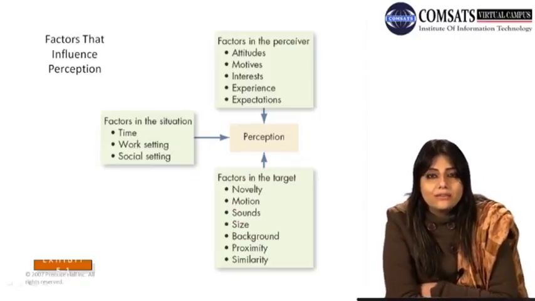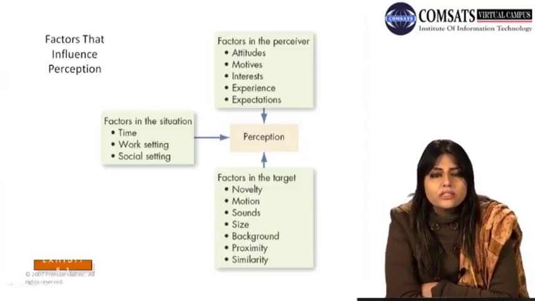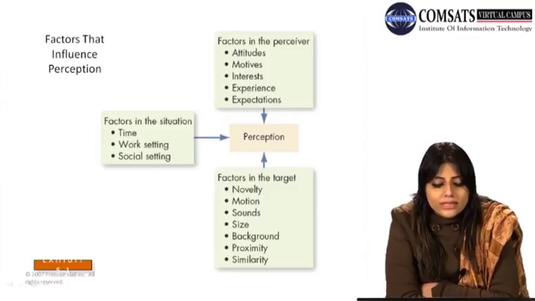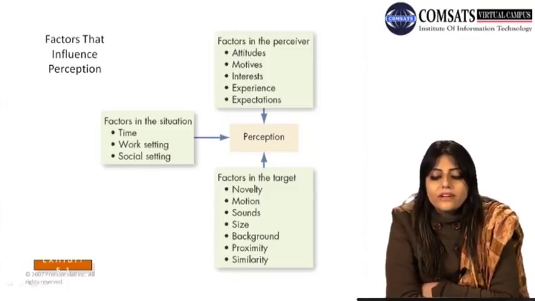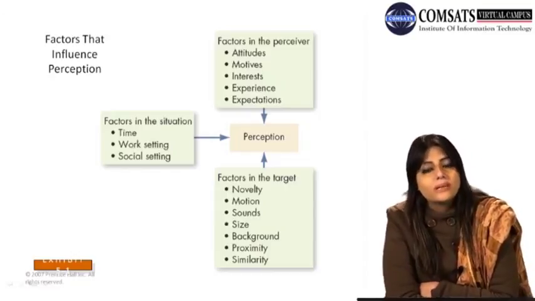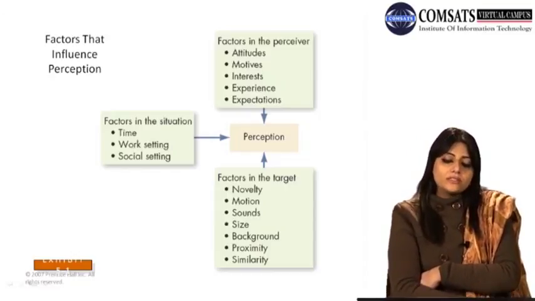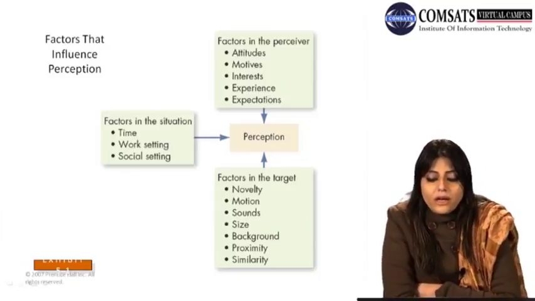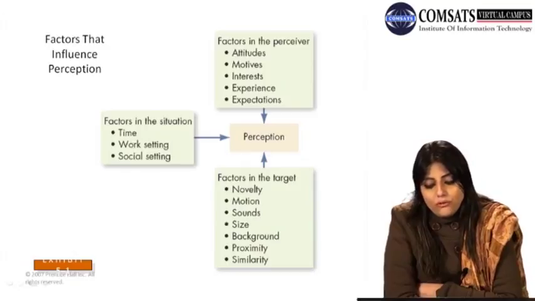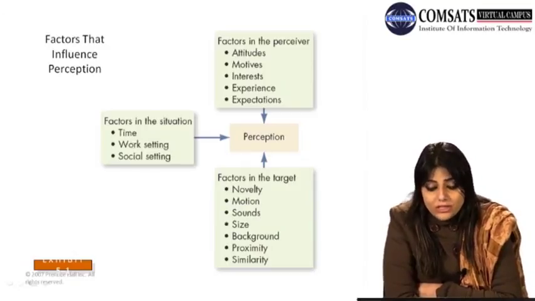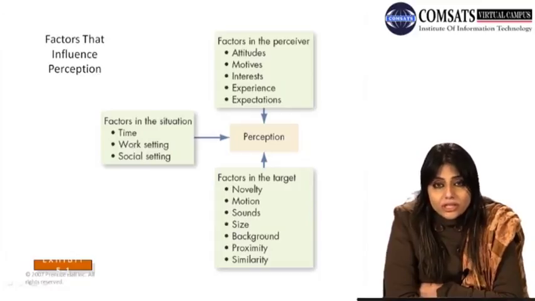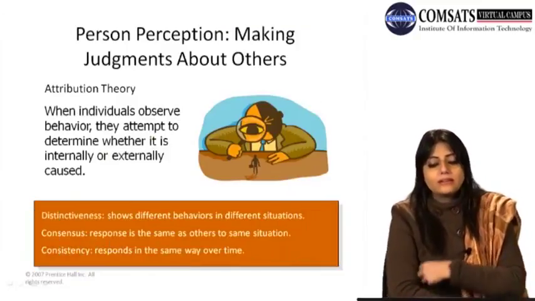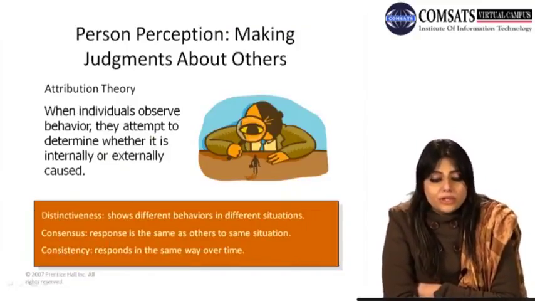So there are a number of factors that influence our perception. As I told you earlier, there are situational factors such as the time, the work setting, the social setting. There are factors in the perceiver such as the attitude of the perceiver, the motives that he has, the interests, the experience, expectations. If you have positive experiences, your perceptions would be accordingly. If you have negative experiences, your perceptions would be accordingly. And then of course, there are factors in the target as well that are influencing your perception, such as the background information that you're getting, the size, the sound, the motion, novelty, proximity, and similarity. There are a number of factors that are affecting your perception.